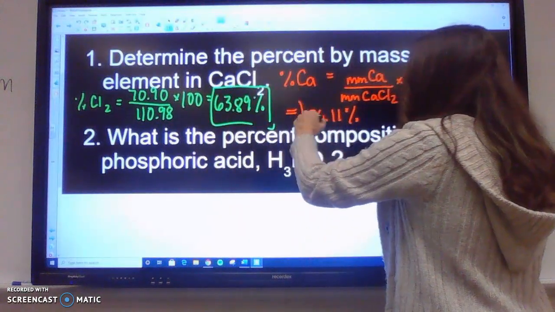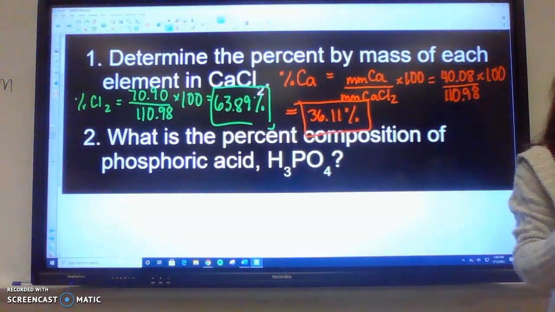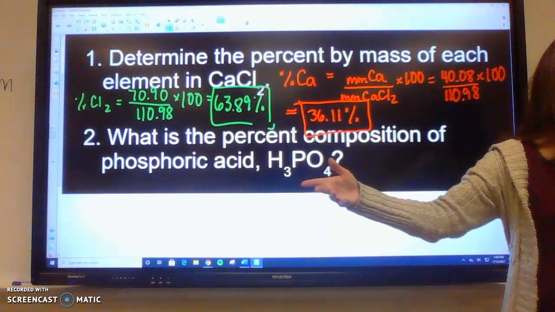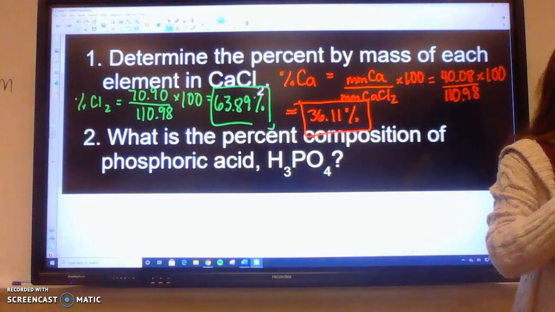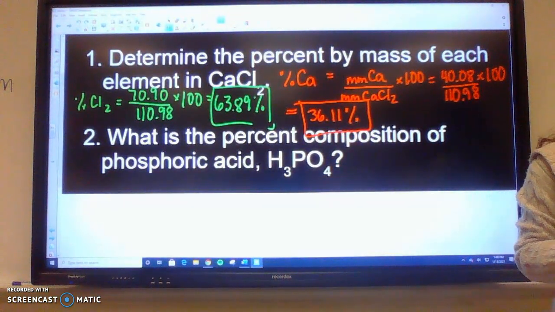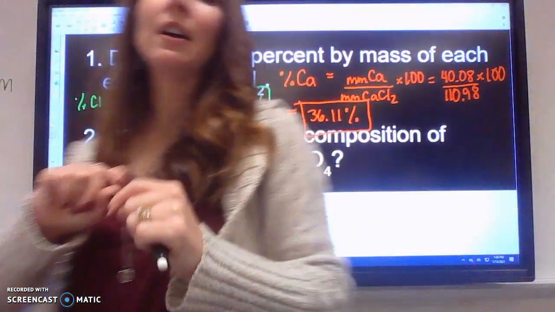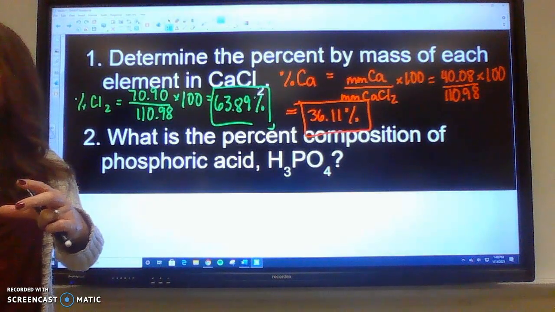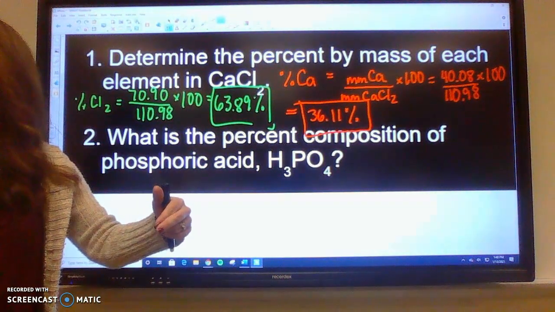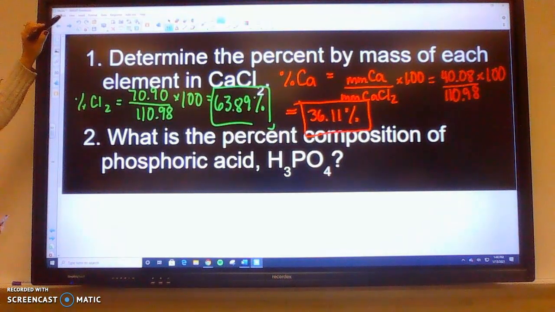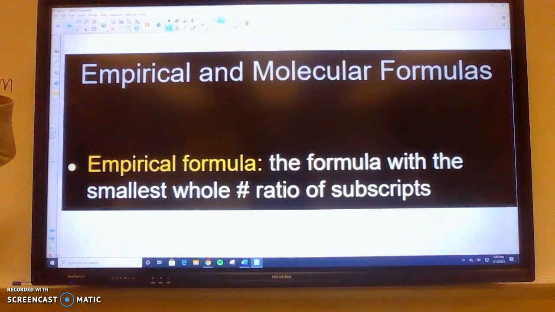So any questions about either of these? No? Okay. So this is finding the percent by mass of each element, which is called percent composition. Now we're gonna go and work the other way around. We're gonna take the percent and solve for the formula. So the formula we would be solving for is called the empirical formula.